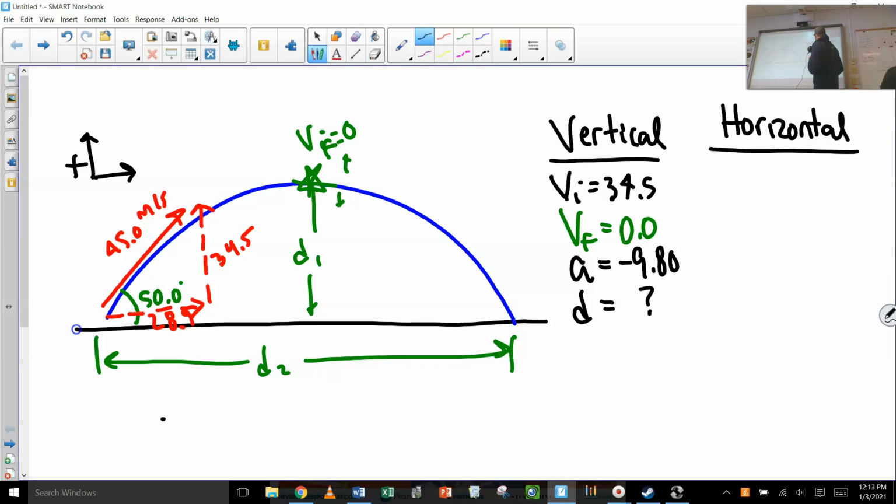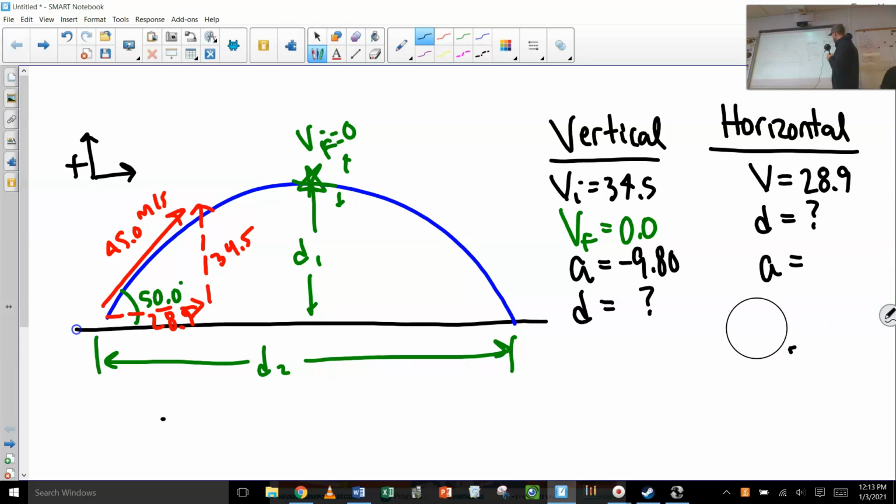So we could do that. Horizontally, the velocity is equal to 28.9. And we're also looking for this displacement horizontally. So horizontally, remember, things go at a constant speed. So that's why there's no acceleration over here. That's also why there's no initial or final velocity for that matter, because the initial and final velocity are the same. That's why we have just regular velocity, and the acceleration is equal to 0. Things do not accelerate horizontally as long as you're ignoring air resistance.